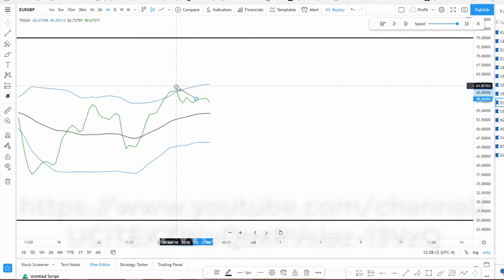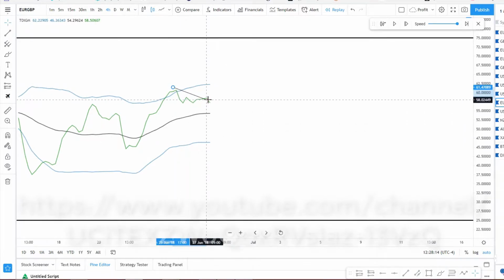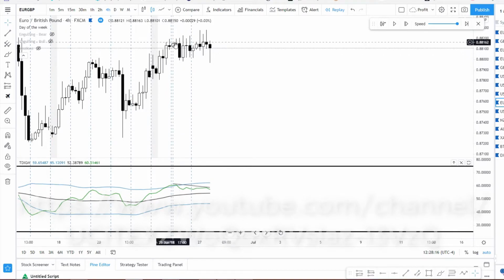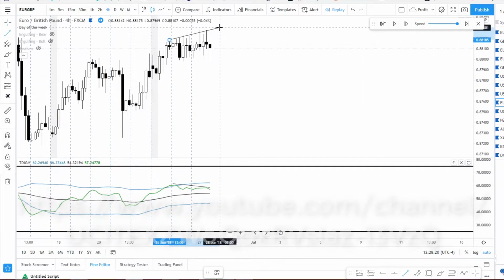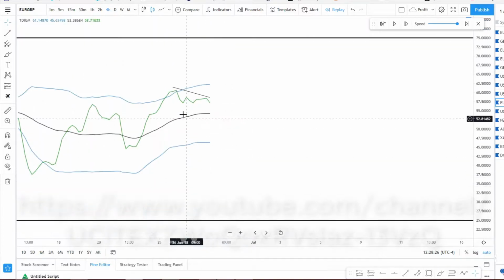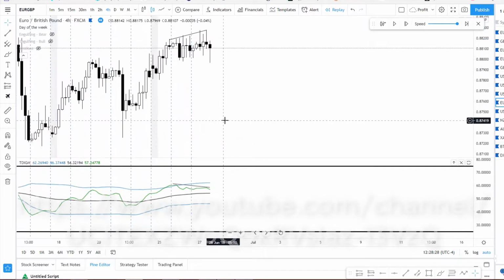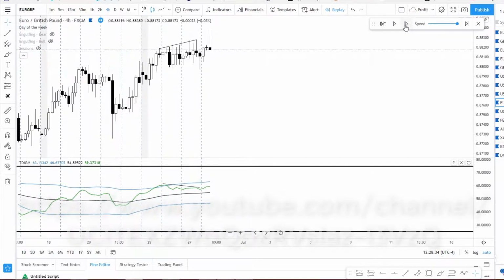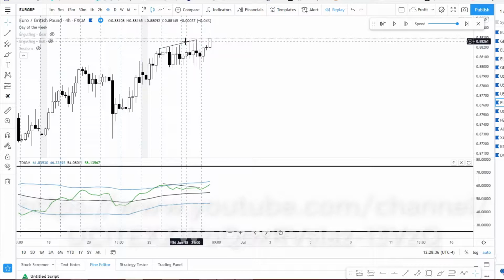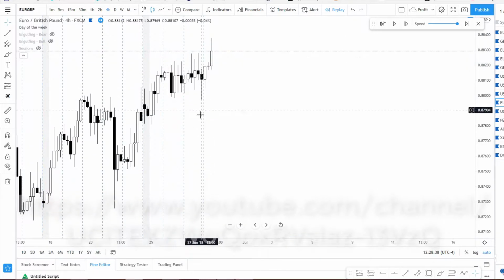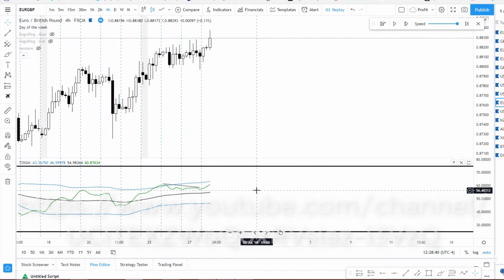So now we see, do we have divergence? Well, we have. It's not that clear because there are a lot of wicks, but as you can see, price is making higher highs, and here you can see lower highs. So if I see a strong move to the downside, I can take it. And no, so nothing. Let's wait.